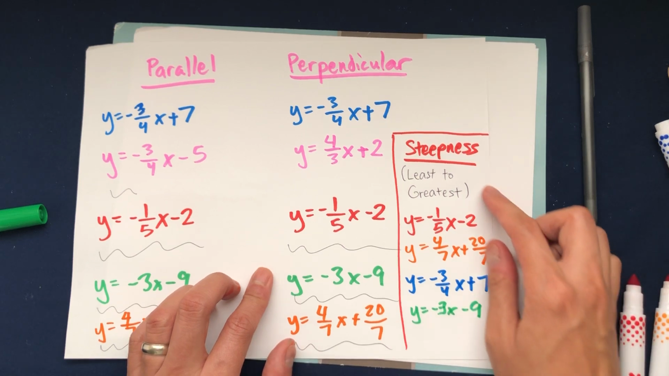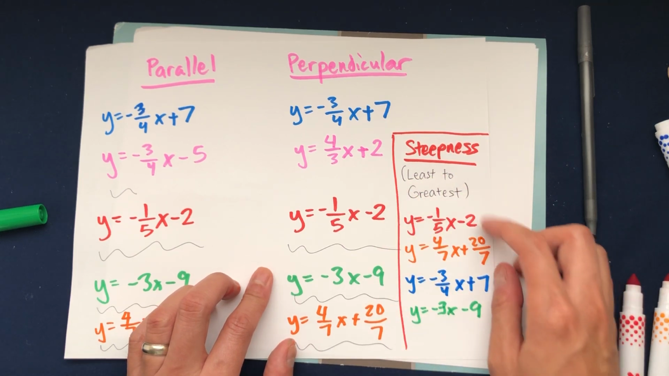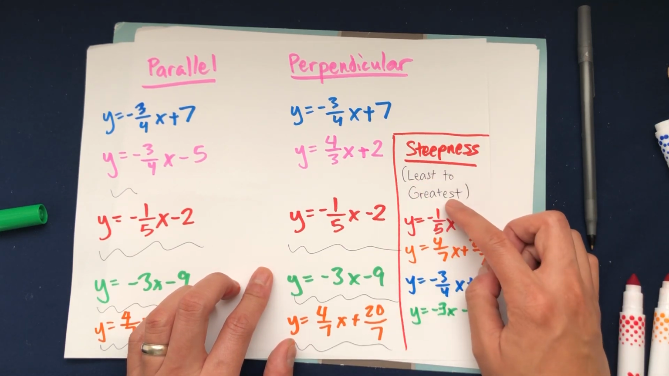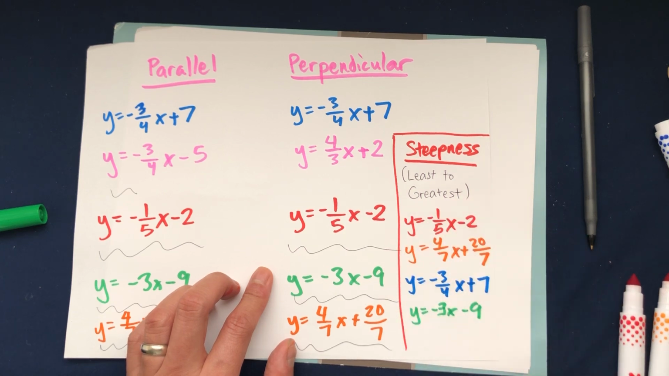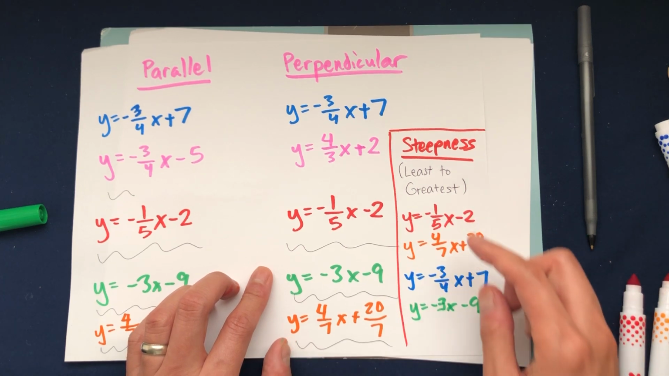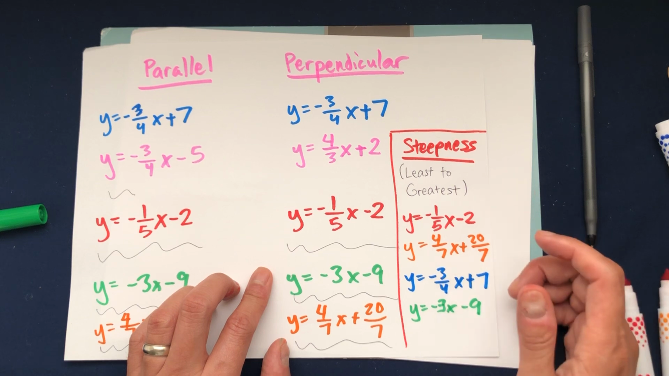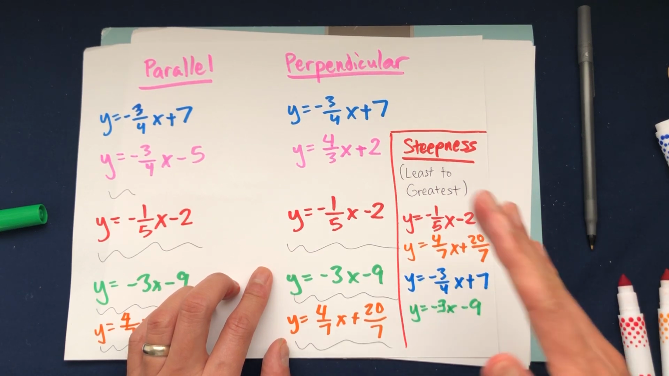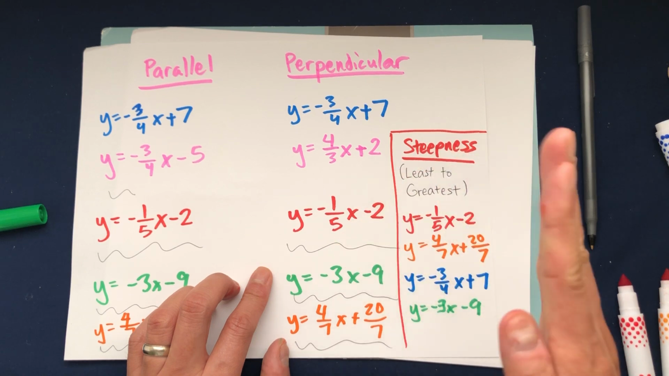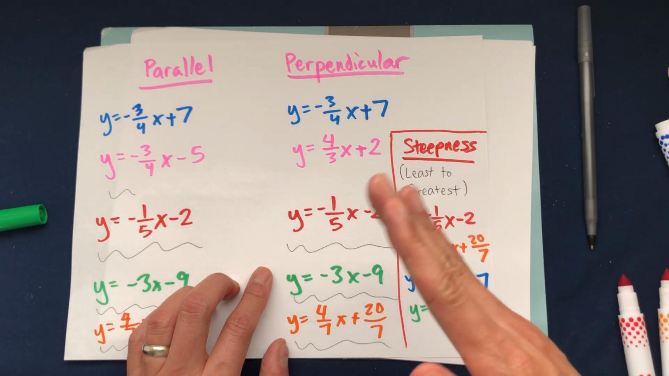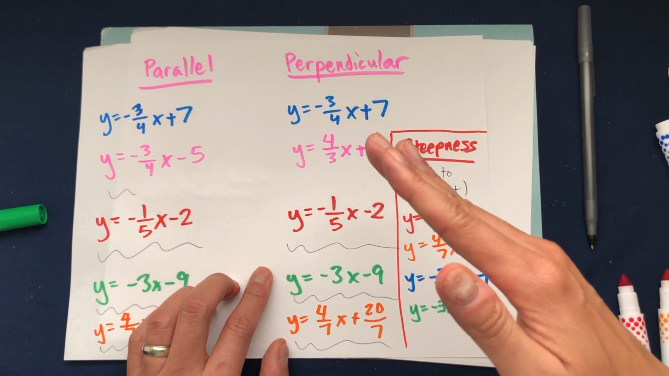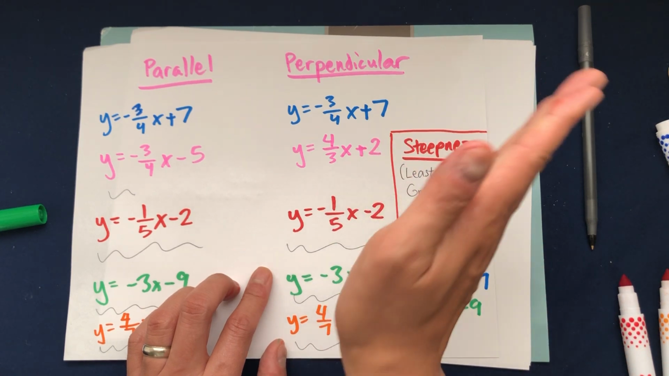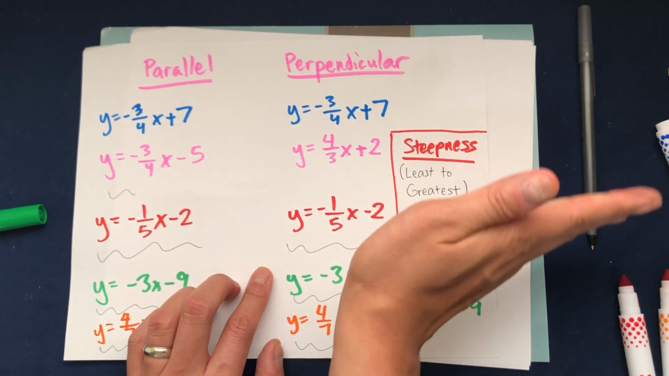I want you to think about, what am I looking at to determine what is the least steep to the most steep? There is a reasoning to that, and if you're having trouble seeing the steepness, you can always graph these equations and look at how the angle of incline for each of the equations is. Which one is very steep and which one is less steep. And you can go the other way around too.